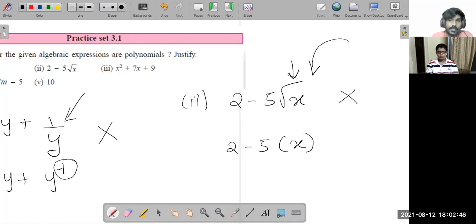So now here, since this is root x, that means x has the power 1 upon 2. Correct? Root means power 1 upon 2. If it would be cube root, power would be 1 upon 3. If it would be fourth root, power would be 1 upon 4. Do you remember all this? Yes, sir. So now, is the power a whole number? Is 1 upon 2 a whole number?